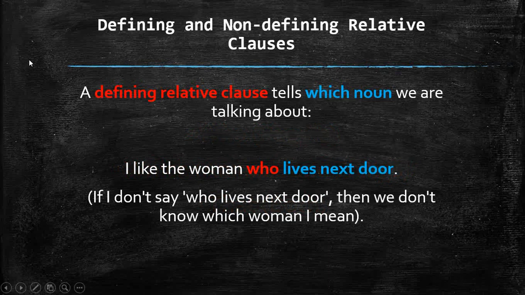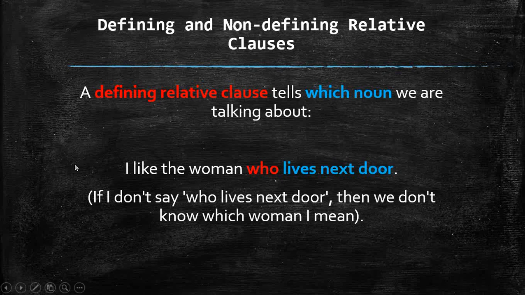Now we have two types of relative clauses. They are classified in defining and non-defining relative clauses. First, a defining relative clause tells which noun we are talking about. It gives specific information about the person or the object that we are talking about.